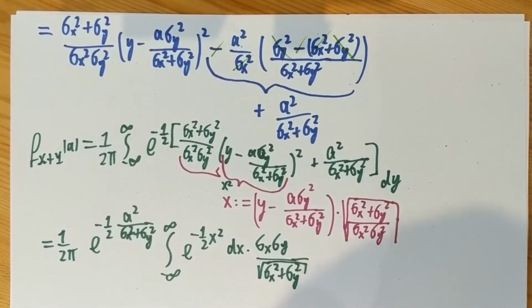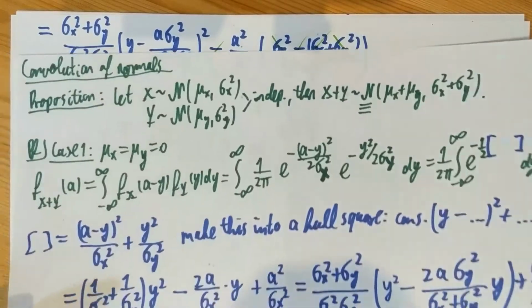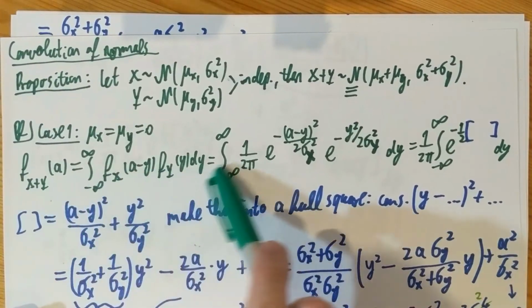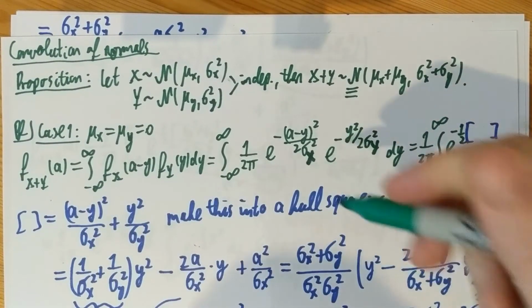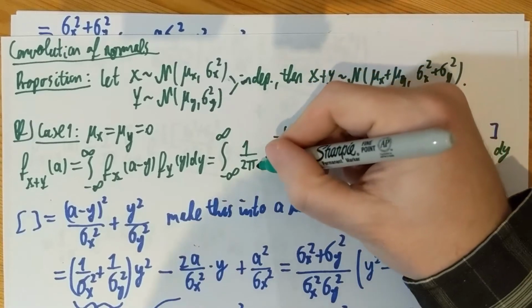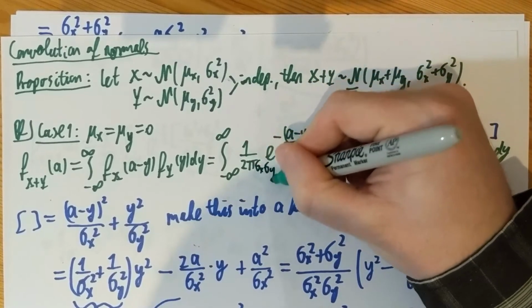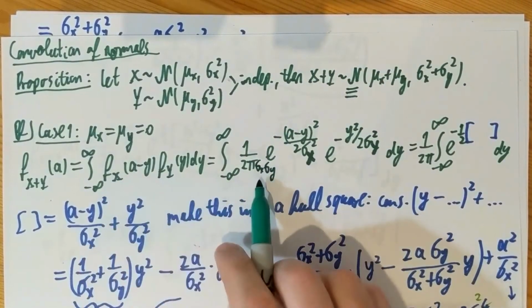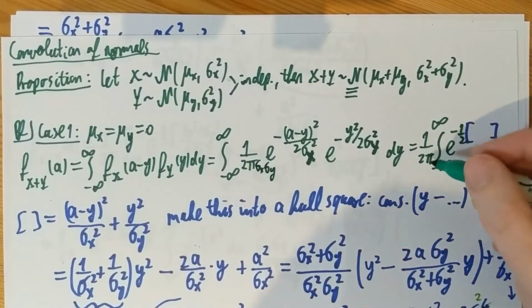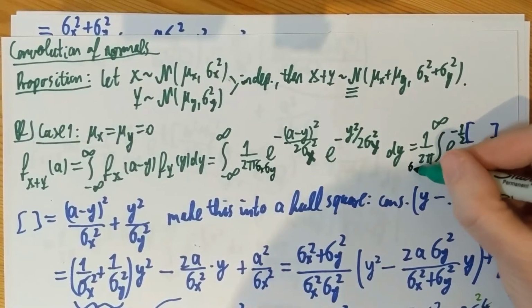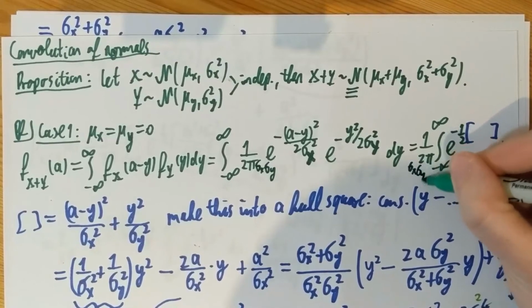I realized that there is an error. Sorry for that. From the beginning, I was missing a sigma x and a sigma y. And that's because the densities have a sigma x and a sigma y. So there's going to be a sigma x and a sigma y here, downstairs.